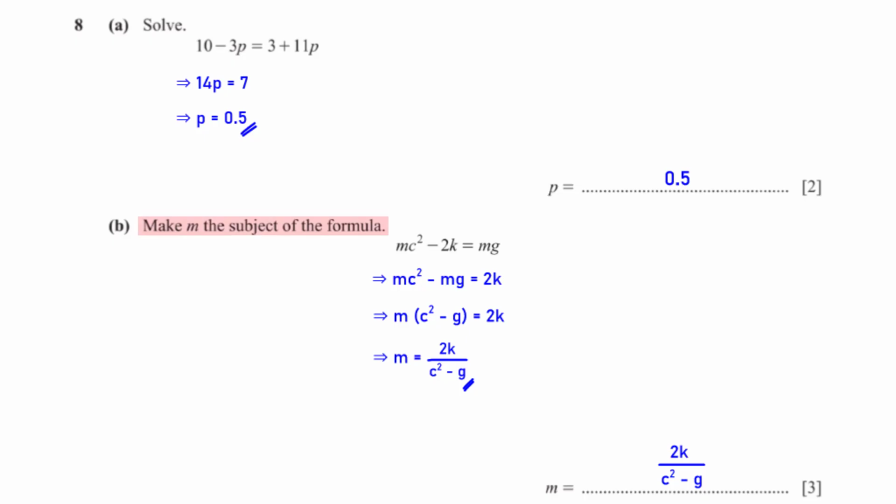Make m the subject of the formula. mc squared minus 2k equals mg. First, we move all the m terms to one side of the equation. So we have mc squared minus mg equals 2k. When we factor out m, we are left with c squared minus g. When we divide both sides by c squared minus g, we get m equals 2k over c squared minus g.